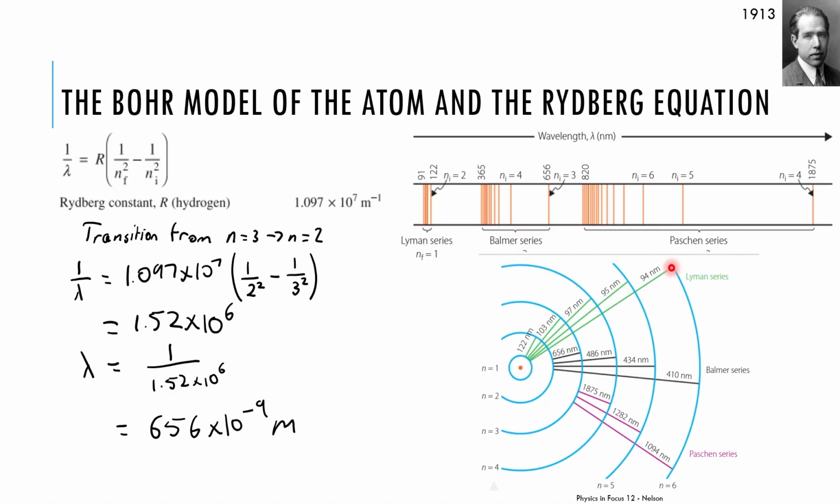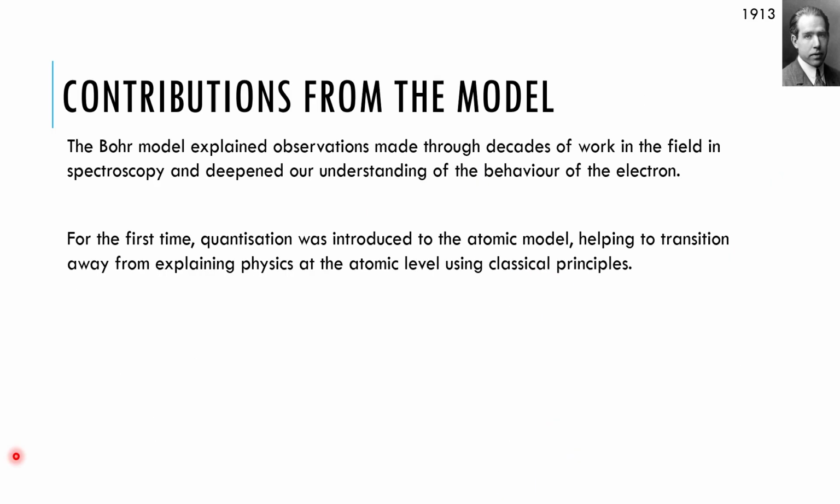The Lyman series shows transitions that end up at n equals 1. The Balmer series are transitions that go to n equals 2, and the Paschen series highlight transitions that go to n equals 3. In the Lyman series, we have short wavelengths that correspond to UV light. The Balmer series corresponds to wavelengths associated with the visible spectrum, and the Paschen series have long wavelengths which are associated with infrared light. So what did this model actually do?